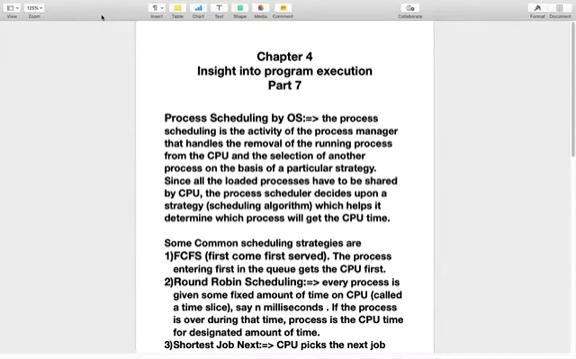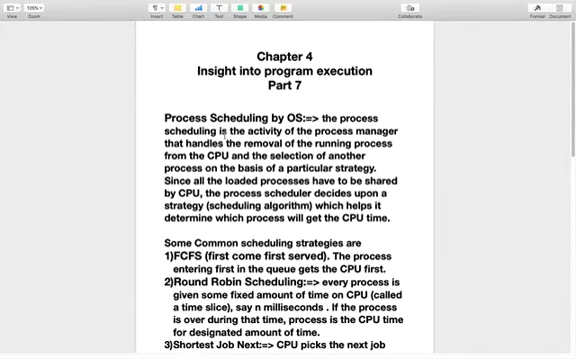Hello students, today in this class we learned process scheduling by operating system. In the previous class we learned process management and process states. Now today we learn process scheduling by operating system.